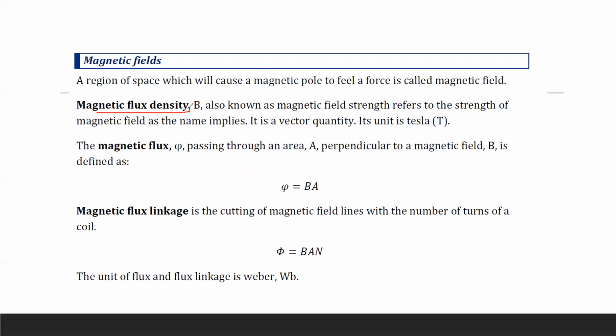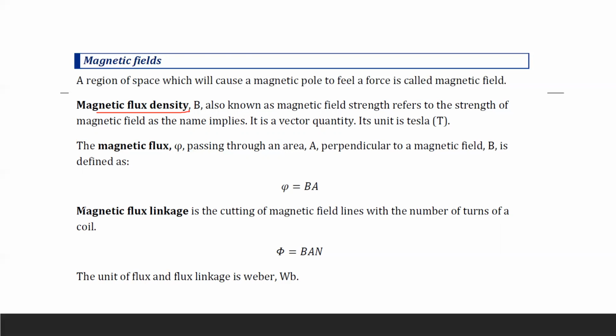What is the magnetic flux density? Magnetic flux density refers to the strength of a magnetic field at any point. Like how strong or weak the magnetic field is at a certain point, that's known as magnetic flux density, denoted by B, and it is a vector quantity because it will have a specific direction at any point. The SI unit is Tesla. So magnetic field is measured in Tesla. A higher value in Tesla means a stronger magnetic field. A smaller value in Tesla means a weaker magnetic field.